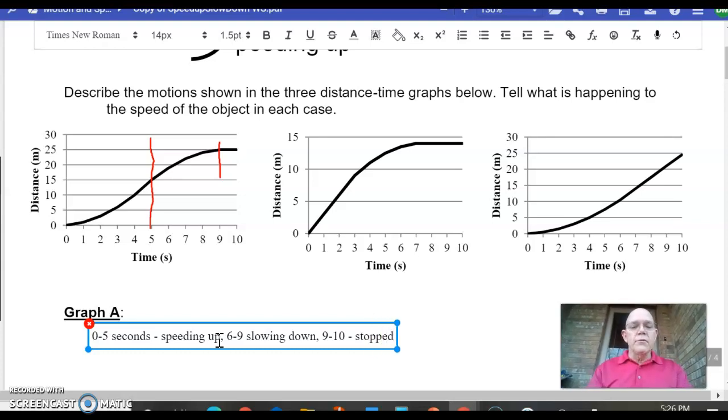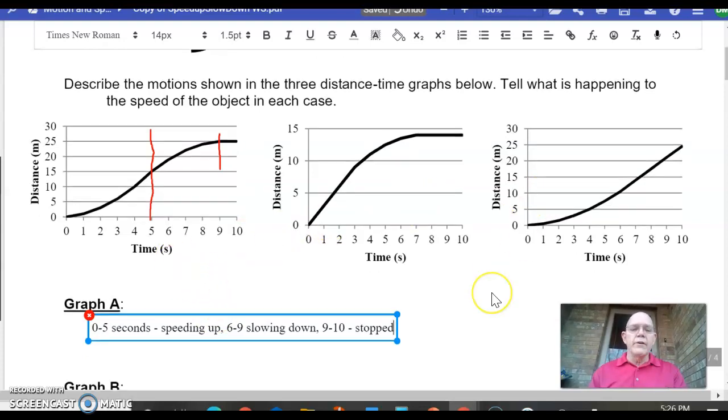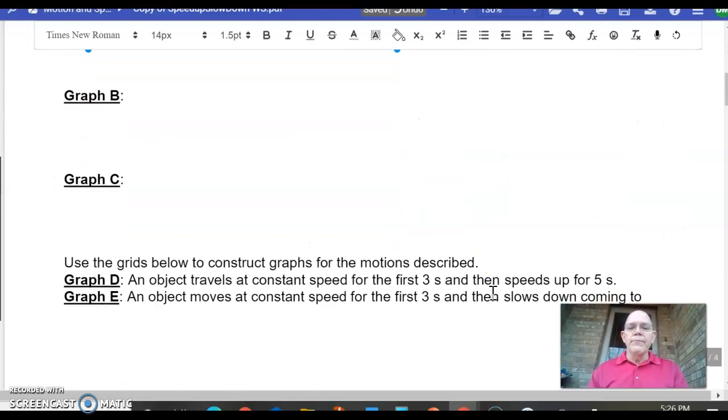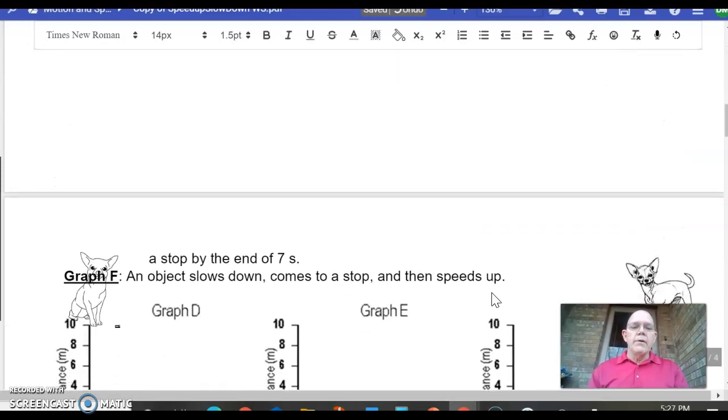From 0 to 5 seconds, we're speeding up. 6 to 9 seconds, we're slowing down. And then 9 to 10 seconds, we are stopped. Okay, so be as specific as you can where one thing stops and another begins. All right, and if you do the same thing for graph B and for graph C over here, put those down here below.